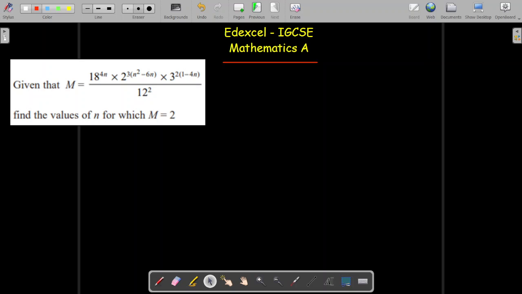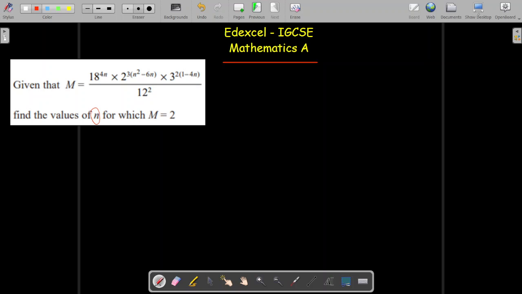So the question is about algebra, and as you can see from the view, it says that m is equal to 18 to the power of 4n multiplied by 2 to the power of 3 multiplied by n to the power of 2 minus 6n, multiplied by 3 to the power of 2, all over 1 minus 4n, 12 to the power of 2. So as you can see, it's a complicated fraction, and he's asking you to do what? To find the value of n.